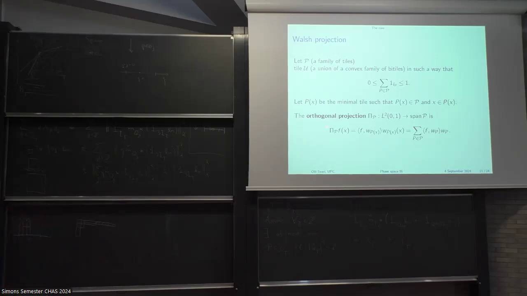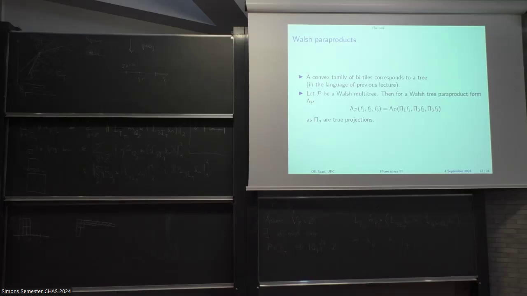And once you have this kind of cover, if you let Px be the minimal tile that contains a point, we can define the orthogonal projection by just taking for each point the minimal tile, and this is the same as taking this kind of sum. Okay, so now we have orthogonal projection. It's very simple to write down, and this really gives you restriction both in space and limits.